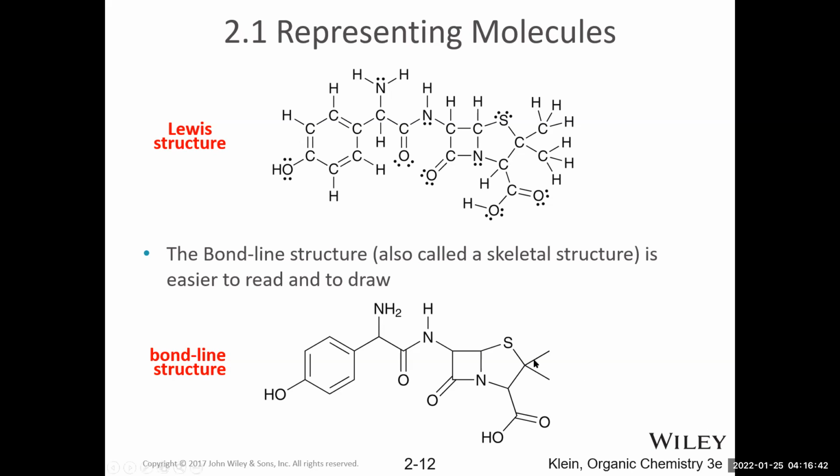One other thing I'll point out is that at the end of a line where you don't see anything, this is still a carbon atom. It's implied that there's a carbon atom here with 3 hydrogens attached.